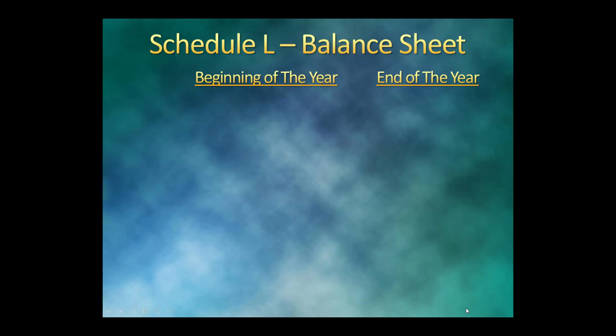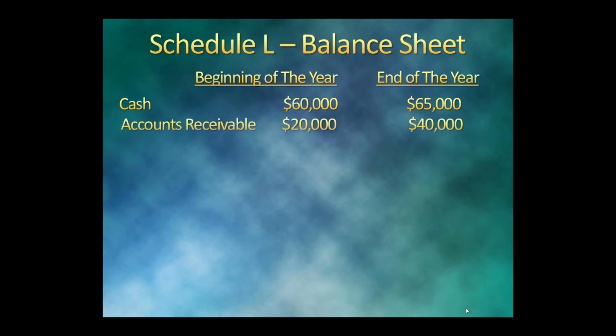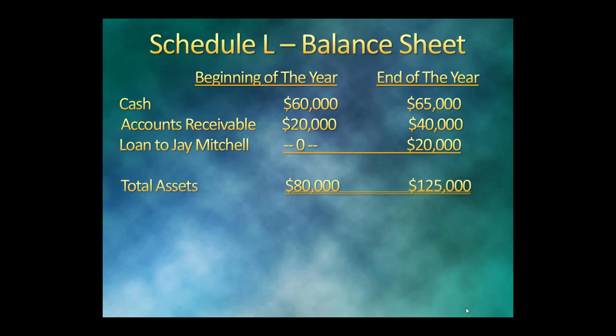Next, let's tackle the Schedule L, the balance sheet. Well, beginning of the year assets, end of the year assets. First of all, we've got cash, beginning of the year $60,000, end of the year $65,000. Accounts receivable $20,000, beginning of the year, end of the year $40,000. A loan to Jay Mitchell. Jay took out a loan from the corporation, making total assets beginning of the year $80,000, end of the year $125,000.